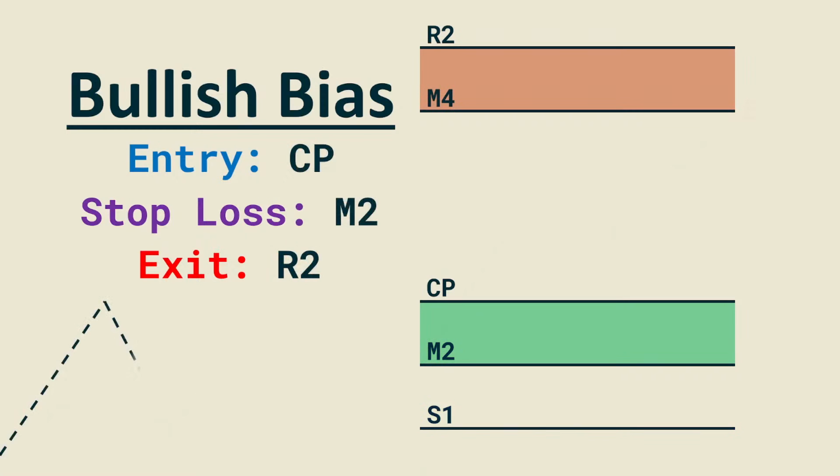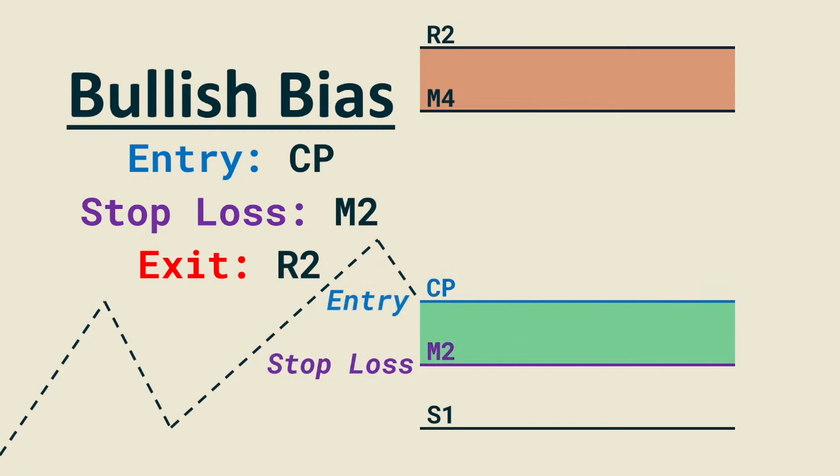Your next variation is going to be a little more aggressive. It's going to be from the central pivot as your entry and M2 as your stop. Now, a valid entry for a bullish bias is anywhere in that green zone. However, your best entry as a bull is technically going to be at S2, while your most aggressive entry is going to be at the central pivot.